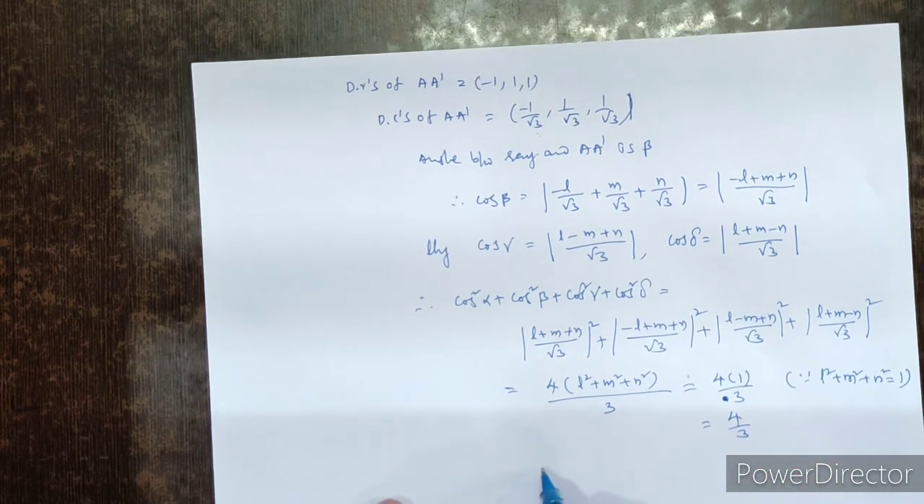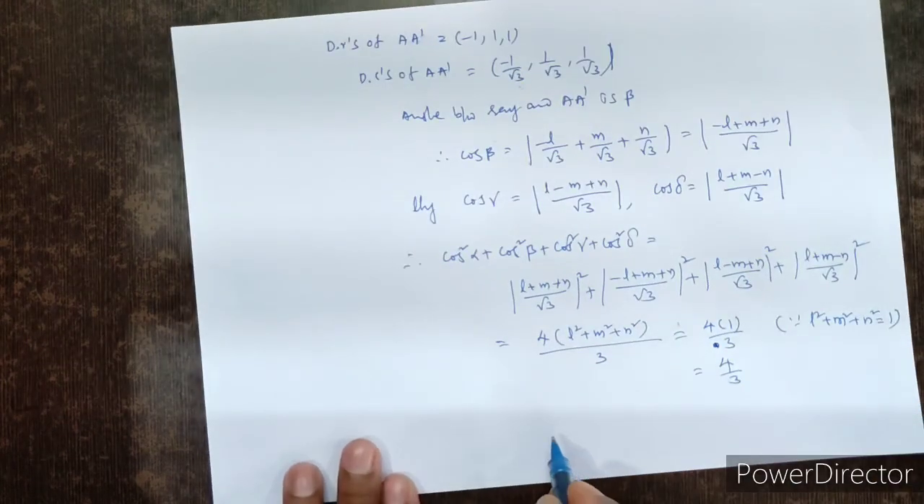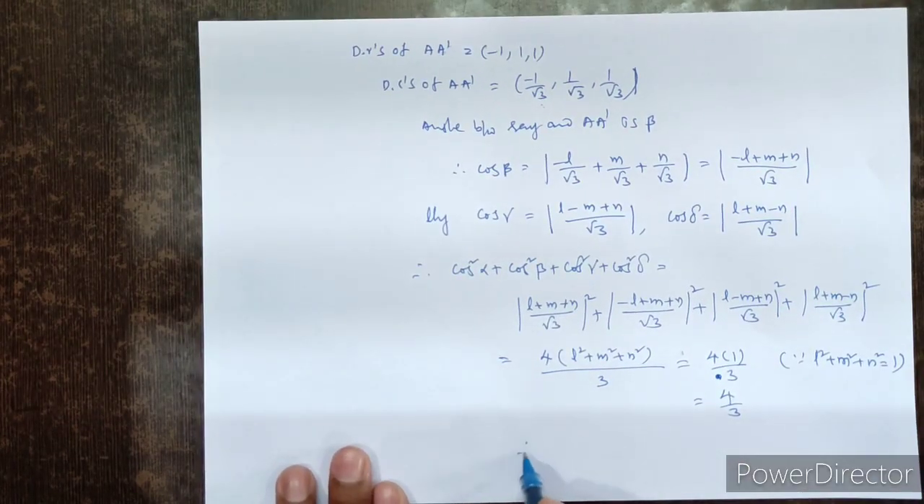So therefore cos square alpha plus cos square beta plus cos square gamma plus cos square delta equal to 4 by 3.